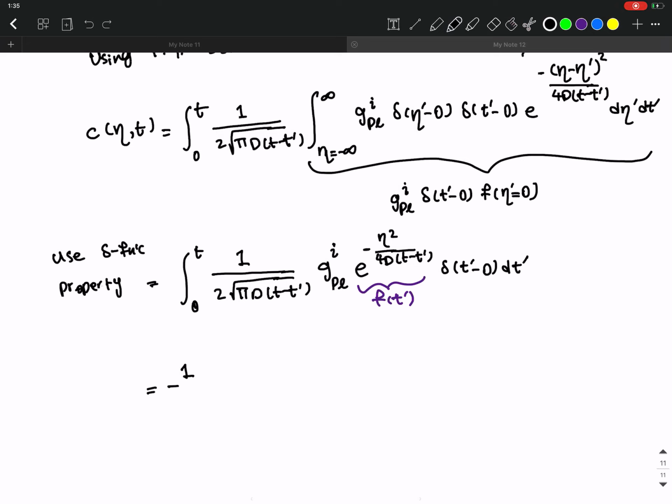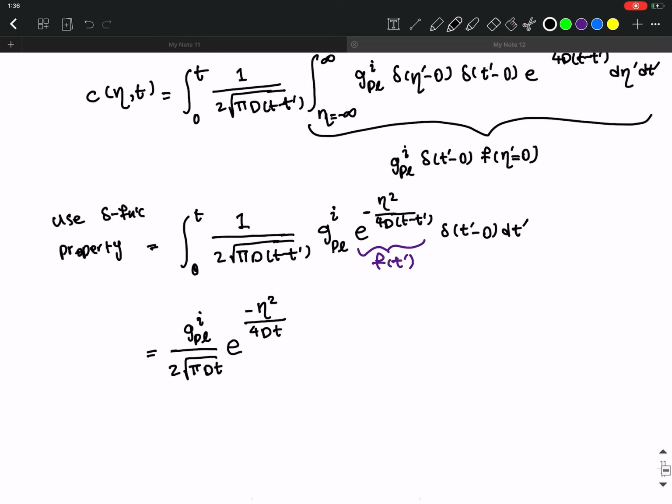So it's going to give me, or let me write it this way, because GPL I is a constant, I can just bring it out: GPL I over 2 square root of pi dt multiplied by e to the power minus eta square over 4 dt, right? So t prime should be 0. We evaluate that function at t prime equals 0, and this is going to be the final solution.